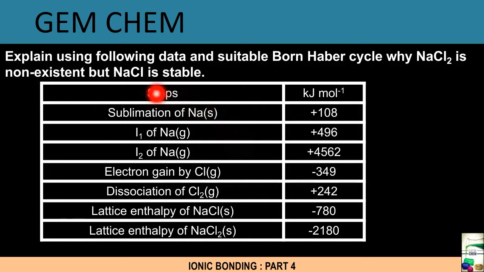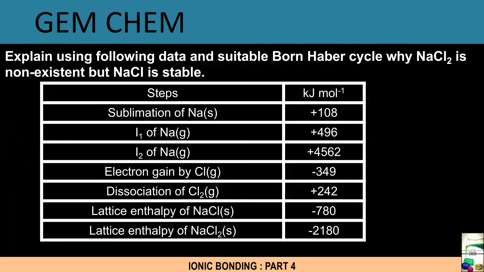Next question is: explain using the following data and a suitable Born-Haber cycle why NaCl2 is non-existent but NaCl is stable. So remember, we know that sodium chloride is in the form of NaCl, but we have never seen NaCl2. Why is this so? This can be explained using the Born-Haber cycle in an explicit manner. So here are the data given. We will use each of these data to finally culminate our Born-Haber cycle and find the answer to this question.